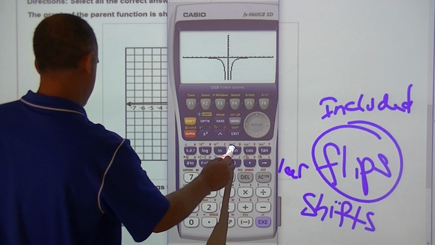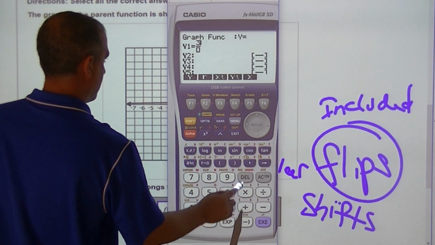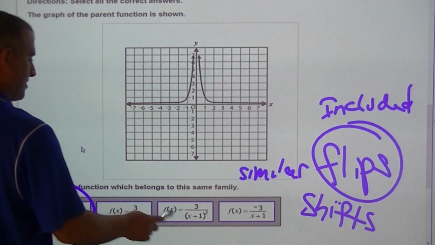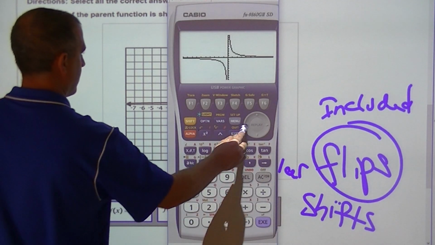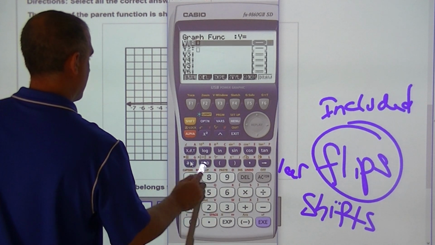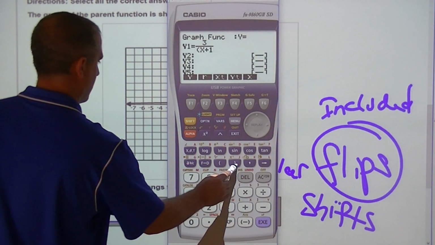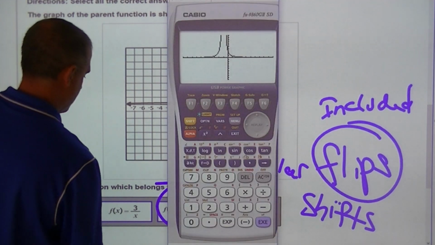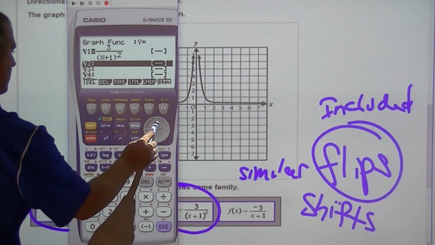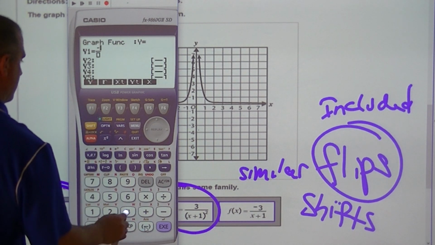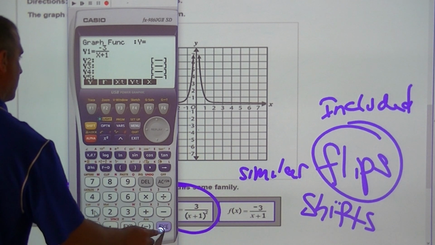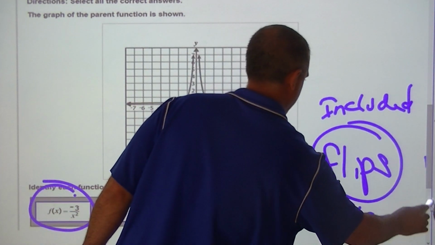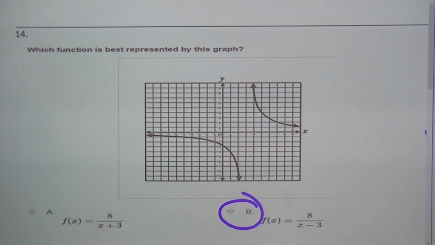Then I would do 3 over x. That's different, that doesn't count. That counts as well. That doesn't look anything like it, so there's my answers. I think that's it for that page. So once again, I have not picked up a pen or pencil yet.